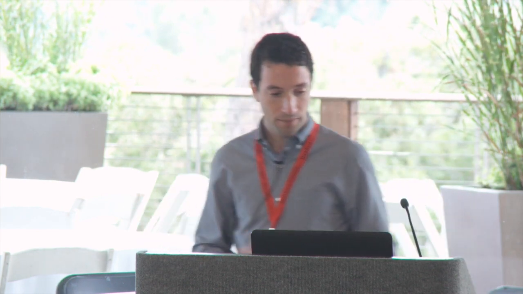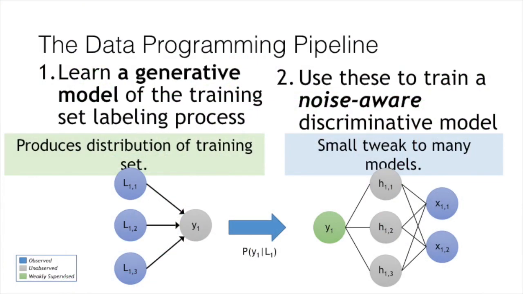So at a high level, what we're doing is first we learn a generative model of the training set labeling process. Then we take the predictions of this model and we use this as a sort of noise-aware training set to train a discriminative model.